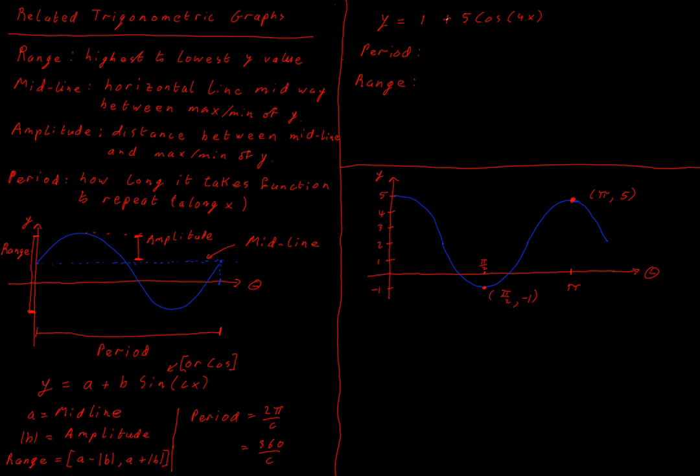if I ignored the cosine, the oscillating part of this, for just a minute, and I had y is equal to 1, this means that my neutral point, the thing that I am oscillating around, is y is equal to 1. So my midline, if I were to draw a very quick sketch of this, is going to be at y is equal to 1.